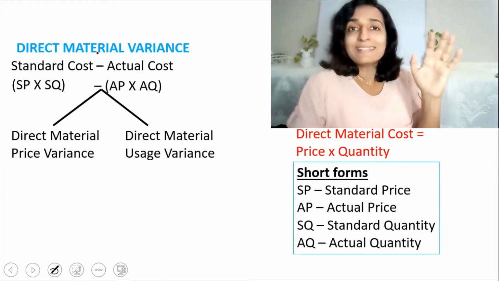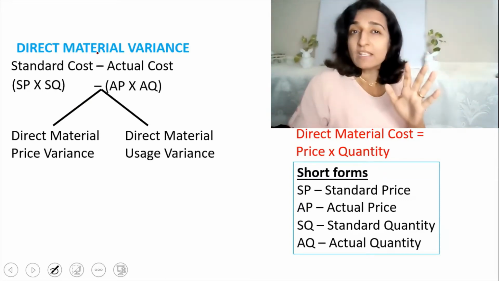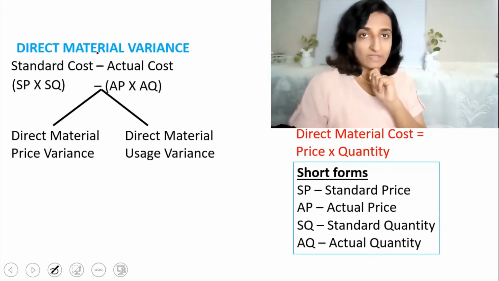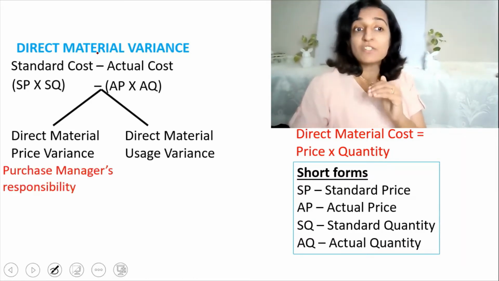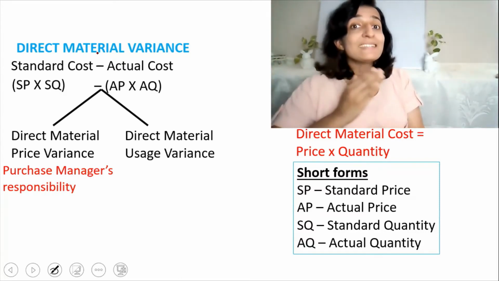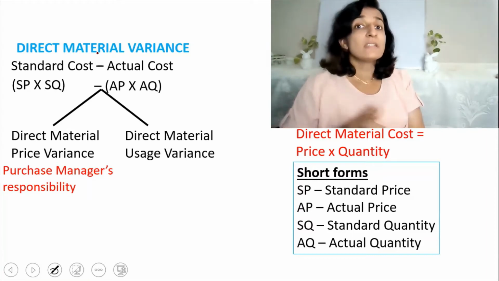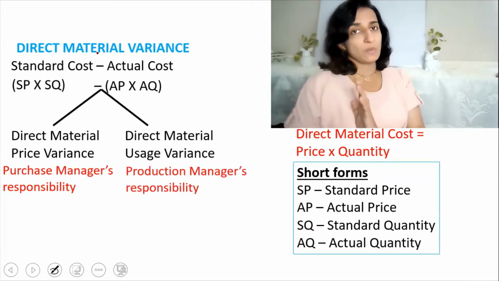We are always entrusting the purchase manager to buy the raw materials for us. So the price variance is always his responsibility. The price variance is the purchase manager's responsibility. And as for the usage variance, it is under the control of the production manager. So the usage variance is the production manager's responsibility.